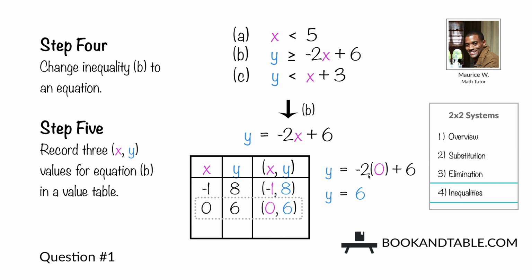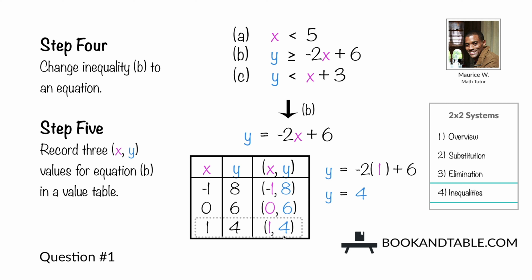When x is 0, we get y is equal to negative 2 times 0, which is 0, plus 6 gives us 6. So the second point in the value table is 0, 6. And when x is positive 1, we get negative 2 times 1, which is negative 2, plus 6 is positive 4. So the third point in the value table is 1, 4.